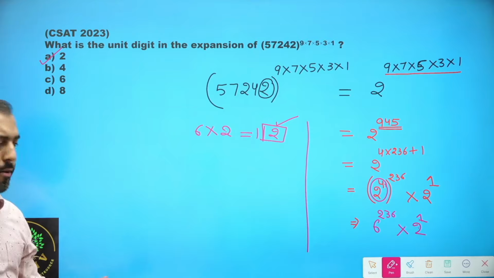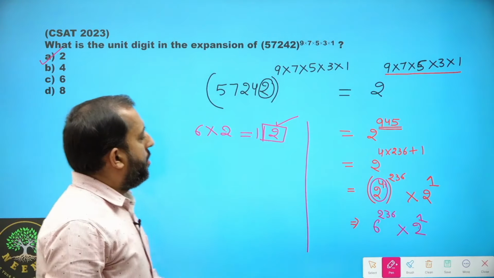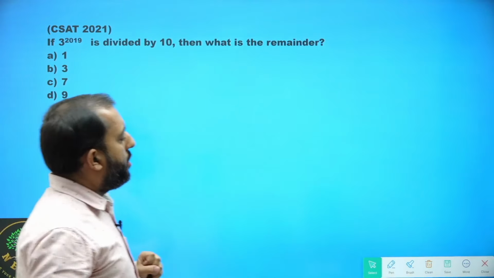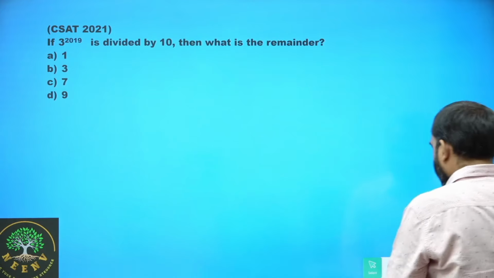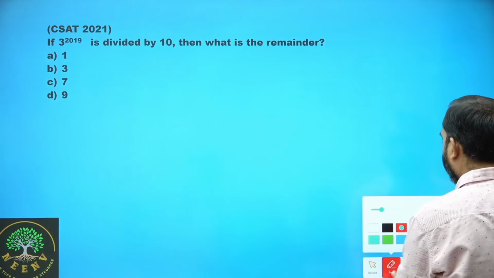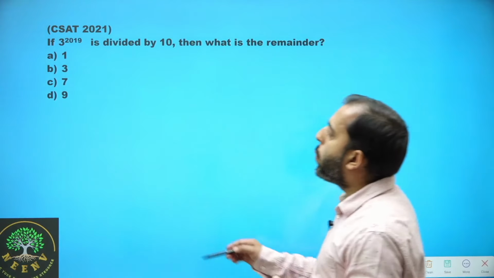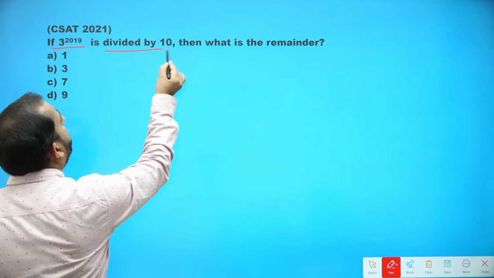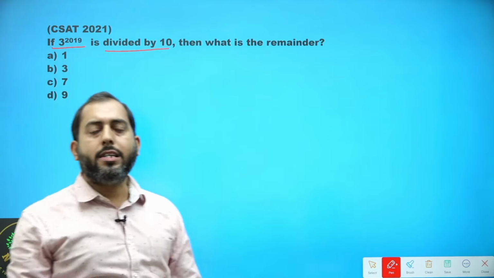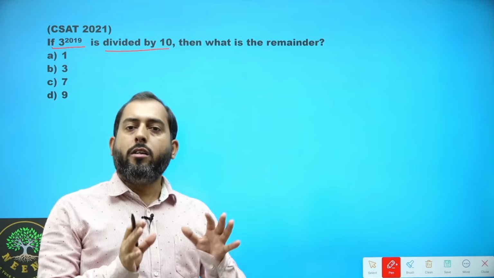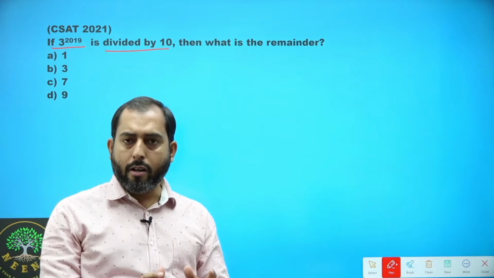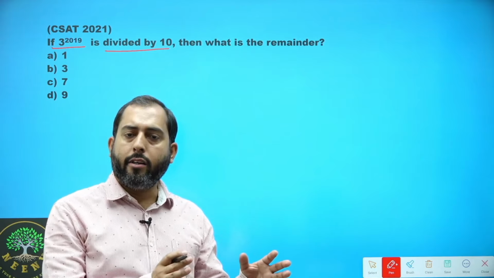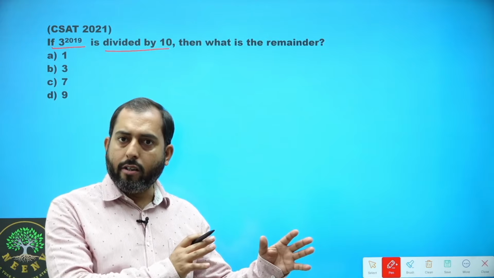Let's solve one more problem. This was a problem in year 2021, and it asks for the remainder when 3 power 2019 is divided by 10. Now guys, remember, the unit digit of a number and the remainder obtained when the number is divided by 10 are going to be the same.